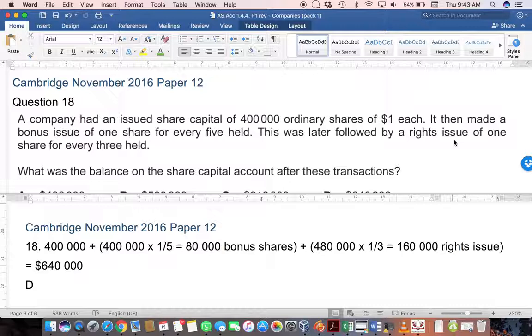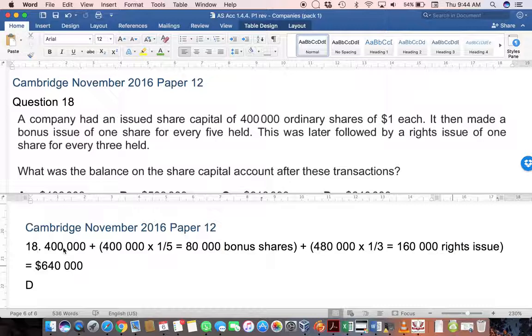This was later followed by a rights issue of 1 share for every 3 held. So this means that shares were offered to the shareholders that the existing shareholders could buy, and this was then in a different ratio. It doesn't really matter what the ratios are, but it just means that there were less bonus shares issued compared to the rights issue. The other thing you've got to keep in mind is that when they made the rights issue, the bonus shares had already been issued. So what was the balance on the share capital account after these transactions?